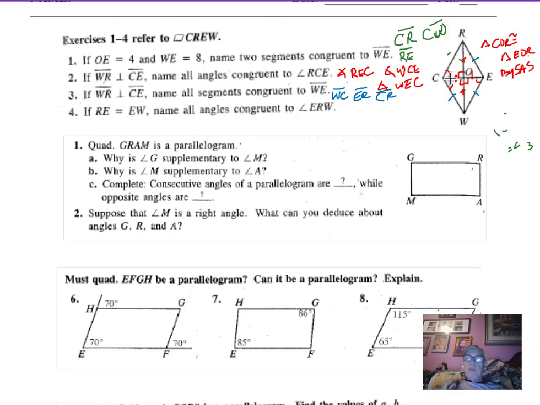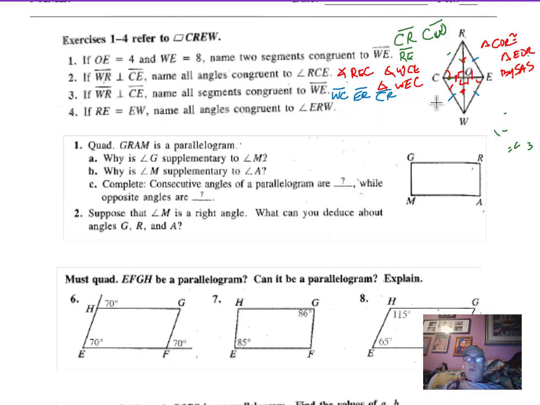If RE is equal to EW, R to E is equal to E to W. And also, remember, this is a parallelogram and opposite sides are congruent. So if RE is congruent to EW, then the side opposite RE, which is CW, is going to be congruent to the side opposite EW, which is CR. So all of these sides are going to be congruent also, which sets up all these congruent triangles again.